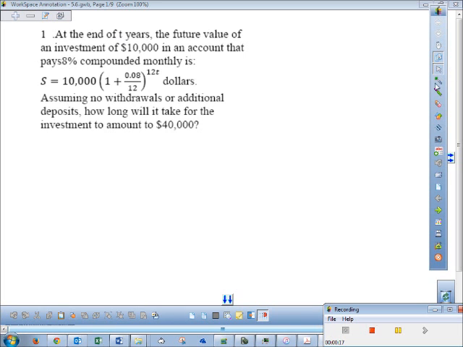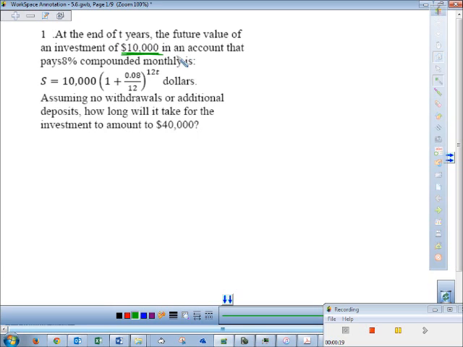At the end of 2 years, the future value of an investment of $10,000. What is $10,000? Is it the principal or is it the amount that we've earned after the fact? That's the principal. That's the starting value. They invested money. It pays 8% compounded monthly. They've already given us the formula. Hopefully it makes sense. Here's your principal. Here's your monthly compounding. All right?